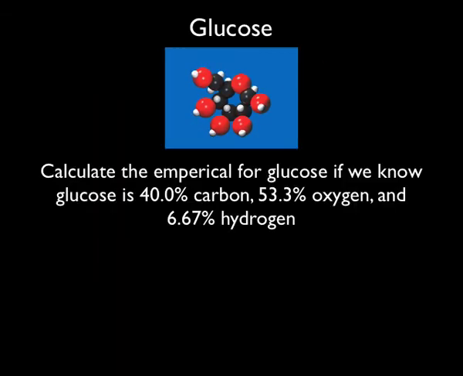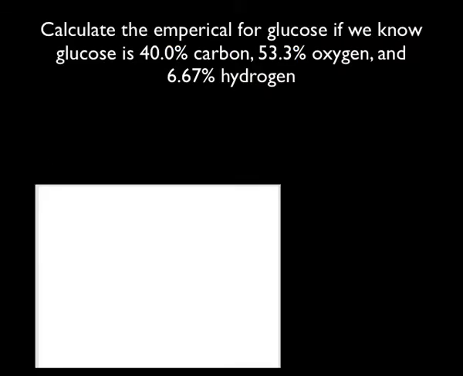Let's assume we're trying to calculate the empirical formula of glucose, and we know that glucose is 40% carbon, 53.3% oxygen, and 6.67% hydrogen. Here are the steps we would do to find the empirical formula from this information. 4 basic steps to finding the empirical formula. First, we need to assume we have 100 grams of sample. That allows us to turn the percentages into masses.